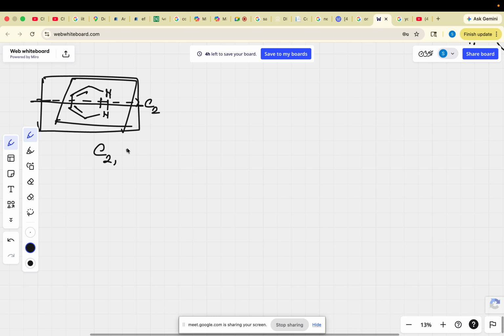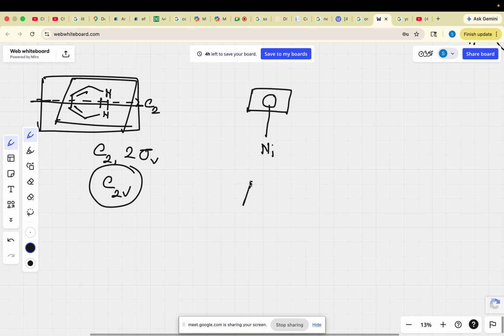Again you have a C2 axis and 2 sigma v, so you will have the C2v point group for this molecule. Now suppose you have this molecule, cyclobutadiene. In the middle you have nickel metal, and here also you have one cyclobutadiene. So basically the nickel is sandwiched between the two cyclobutadiene units.